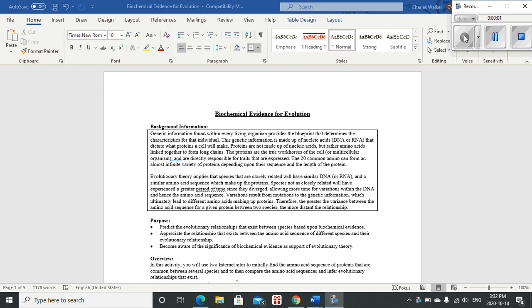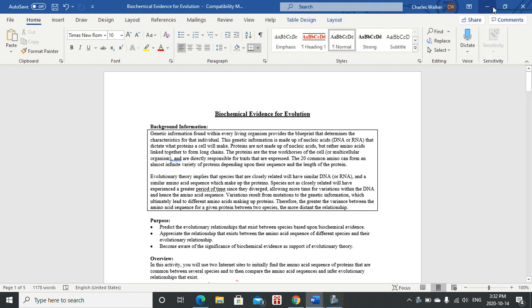Hello, Bio 20. This is a lesson that I would normally do in class, explaining as lab biochemical evidence for evolution, in which case we're using a database, an online database, and another website to do some comparisons for us. So all kinds of different evidence, of course, for evolution, supporting evolutionary theory.